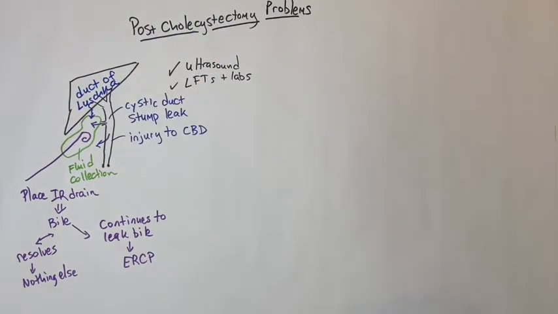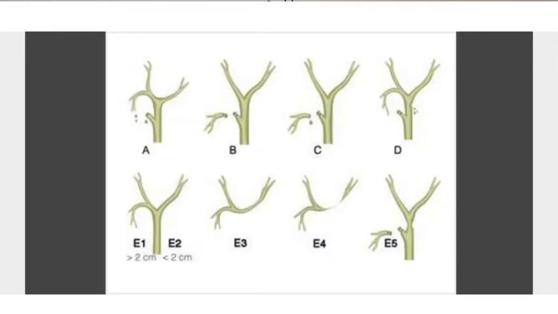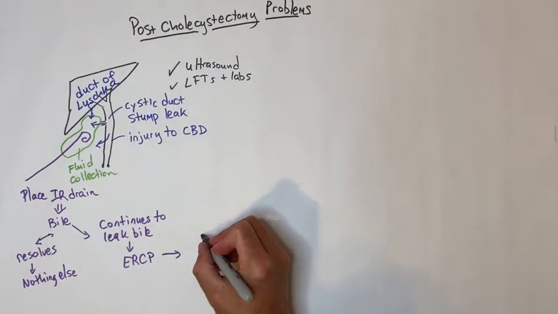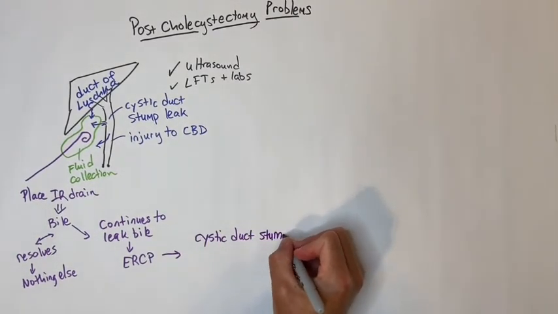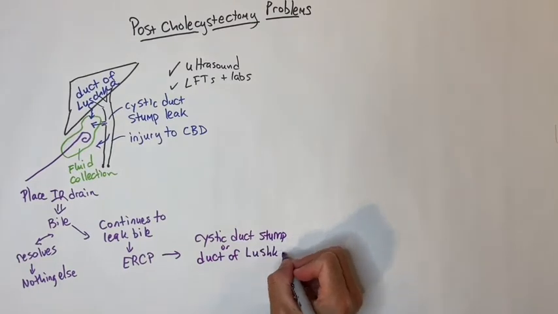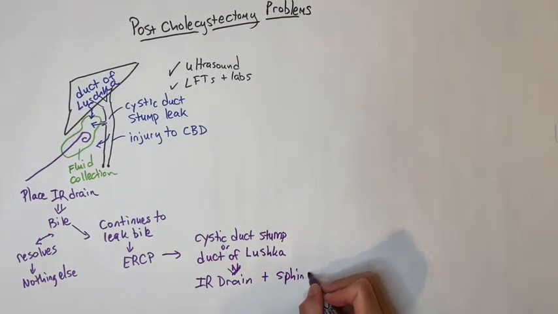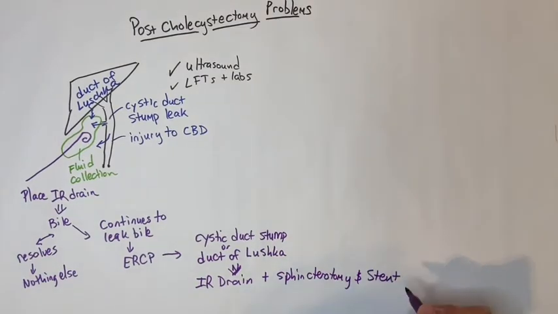The classification of bile duct injuries is according to the Bismuth-Strasberg classification. These are based on injury to the minor ducts or an aberrant right hepatic duct or a main hepatic duct. Most small leaks from places such as the cystic duct stump or a duct of Luschka will respond to sphincterotomy and stent placement by ERCP and having the biloma drained with the IR drain.